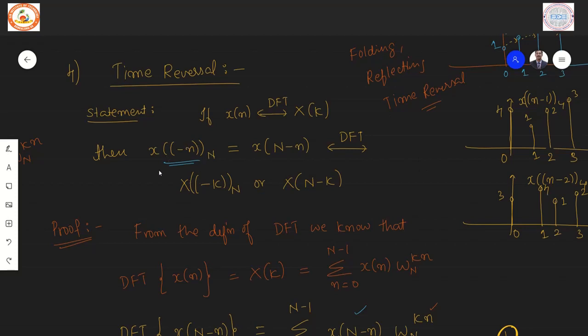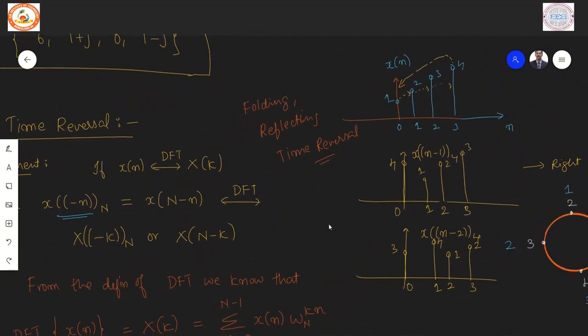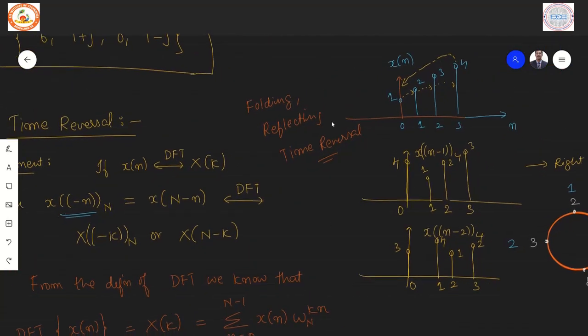Now, since we are doing it circularly, let's understand the concept first. Normally, when we do it linearly, the time reversal is folding about the vertical axis. So whatever is on the right will be flipped and will move to the left, and what is on the left will flip and go to the right. But here it is slightly different.